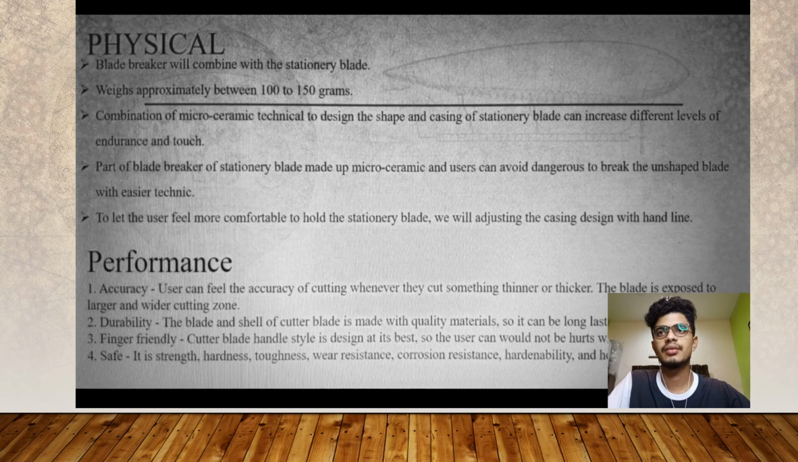In terms of performance, we have four requirements that will be included once the product is redesigned. First of all, accuracy. The user can feel the accuracy of cutting whenever they cut something thinner or thicker. The blade is exposed to a larger and wider cutting zone.